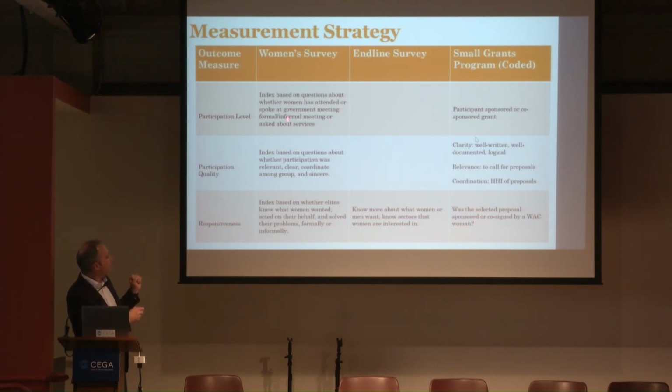Across the women's survey, we created these three pre-registered indices on level about whether they attended meetings, informal or formal, not our meetings, but village meetings or village councils, whether they had the phone numbers of officials, whether they knew who to contact. We asked questions about quality, and then we asked about their views of responsiveness. So these are all indexes that were pre-registered before we started. Okay. And then we had the end-line survey.